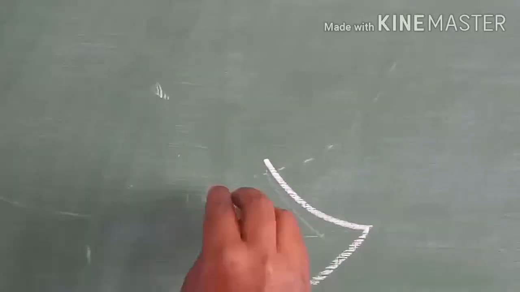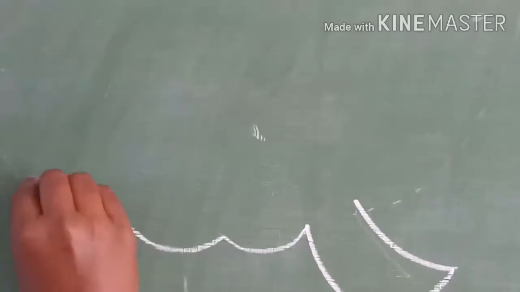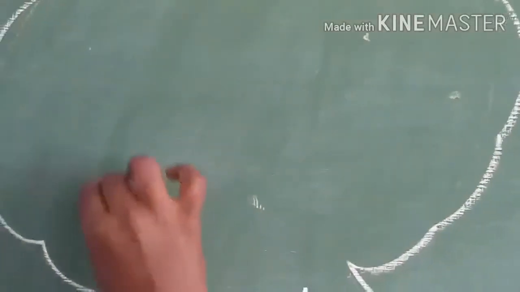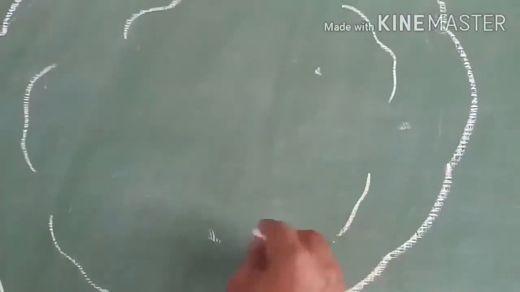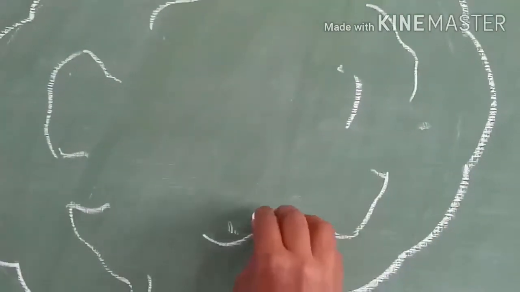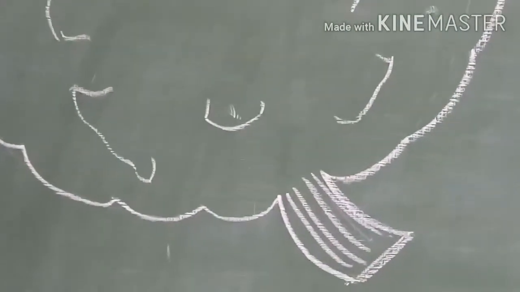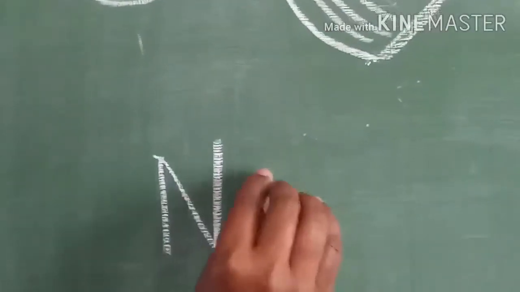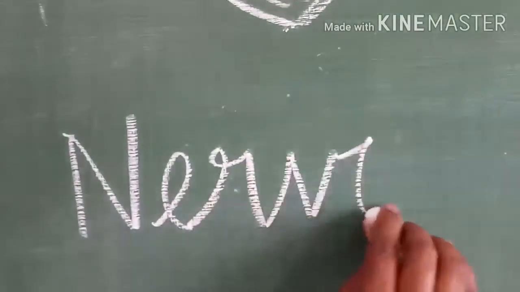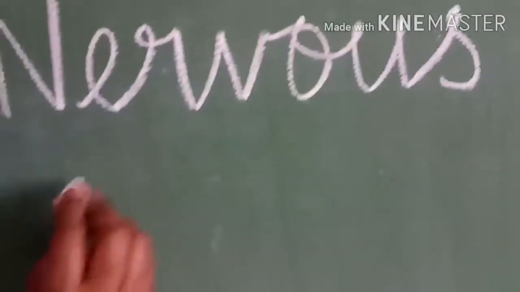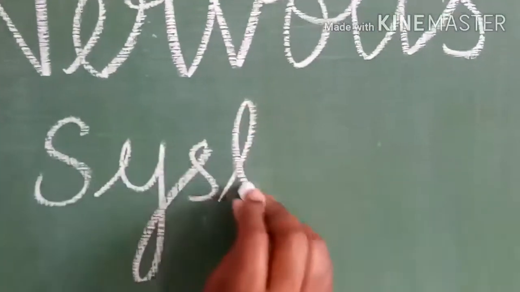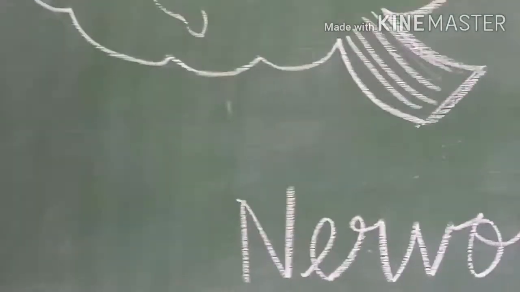And the fourth picture is brain. So give the outline like a cloud. Cloud you have seen, no, children? So just like a cloud, you can give outline for the picture of brain. And give some dotted lines or curved lines inside of the brain like this. So now the picture of brain is ready. So what system is this? Nervous system.